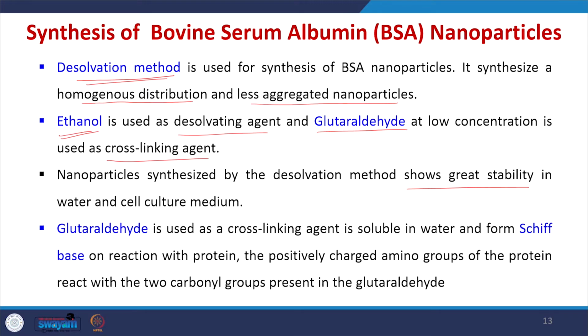Let us see how glutaraldehyde is used as a cross-linking agent. Glutaraldehyde will form a Schiff base on reaction with protein. The positively charged amino groups of the protein react with the 2 carbonyl groups present in the glutaraldehyde. In this way, it will cross-link and make a stable protein-based nanoparticle.